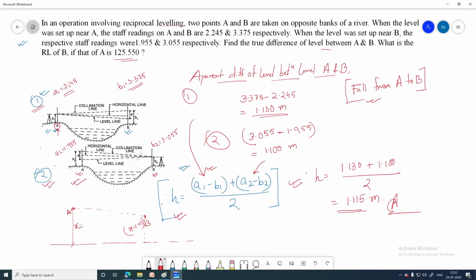So very simple, the value of A is given, that is 125.550. So what will be the value of B? Simple, we just need to deduct the value of 1.115 and we will get the RL value of B. So the RL is given 125.550, so RL at B point will be 125.550 minus 1.115, and the value will be 124.435. So this is the answer, very simple one.